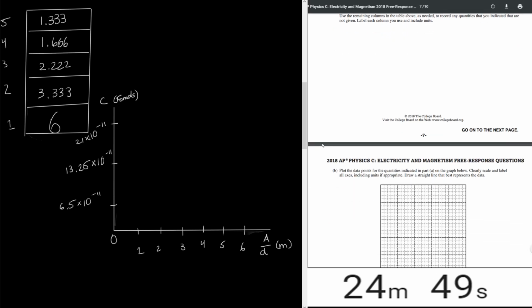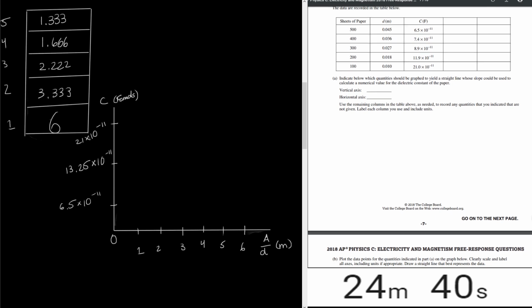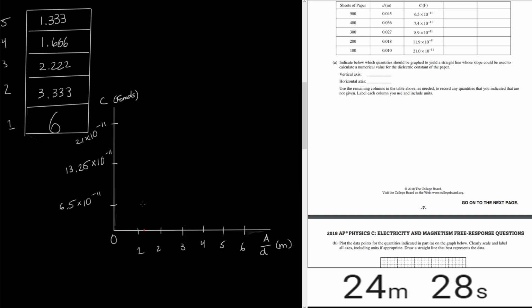All right. Plot the data below. Draw a straight line that best represents the data. So for the first one, we're going to have the x position be 1.33. Let's do this in red so we can see it. And the y position be 6.5. So we're going to have a data point right there. For the next, we're going to have 1.666, which is there, and 7.4, which is going to be there-ish. I should have scaled this better. This would be easier if I just had their graph.